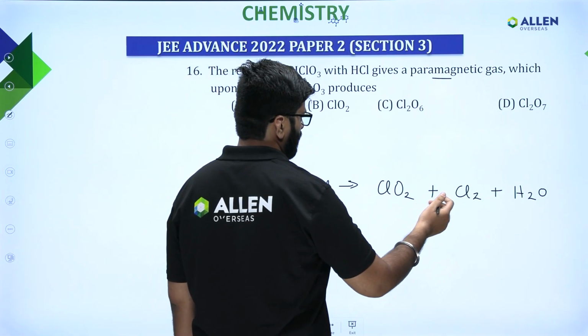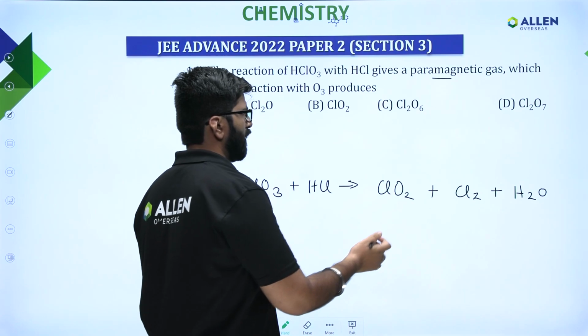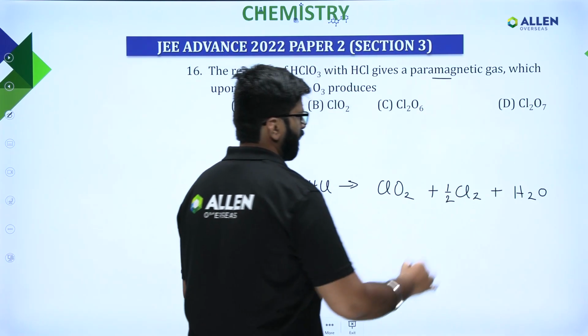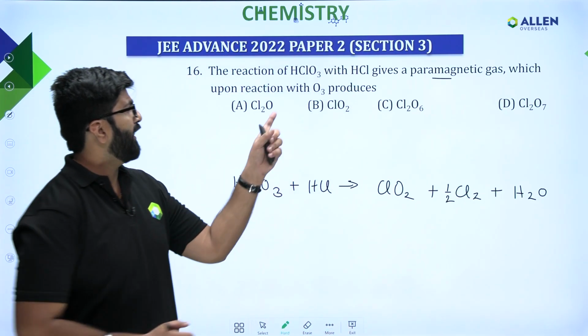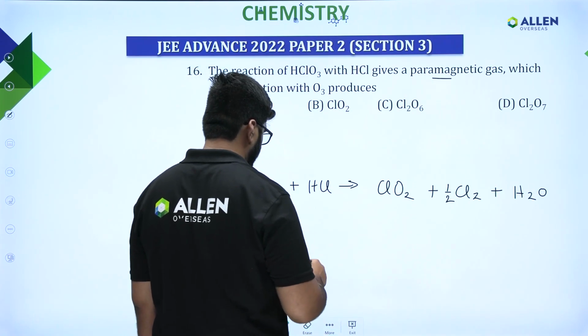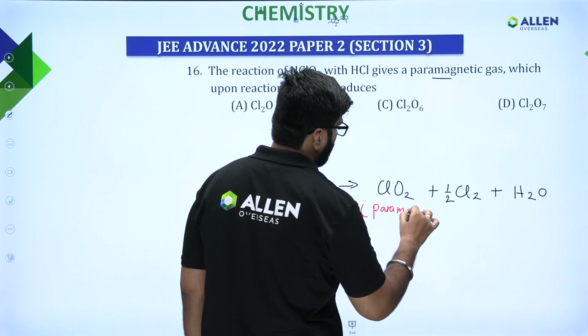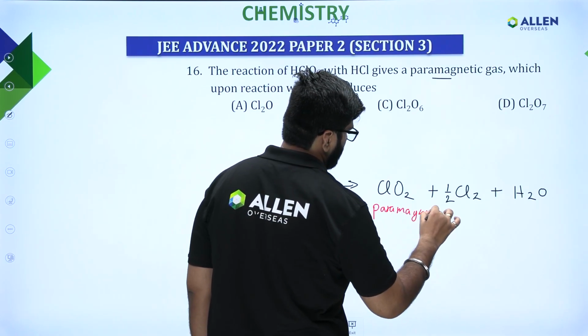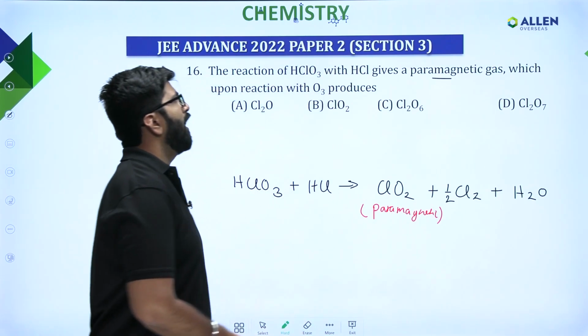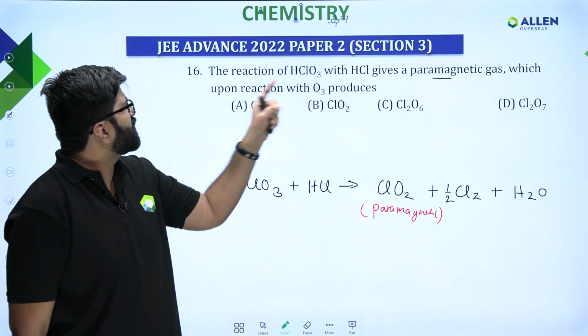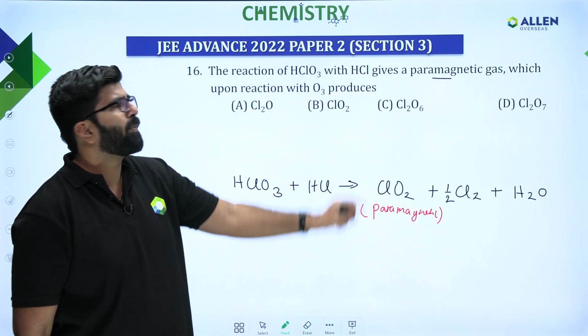2 chlorine, 2, 3. So what we are going to do, we will make this as half. We'll make this as half. Now, as they have mentioned, this is the paramagnetic gas. So this over here will be your paramagnetic.